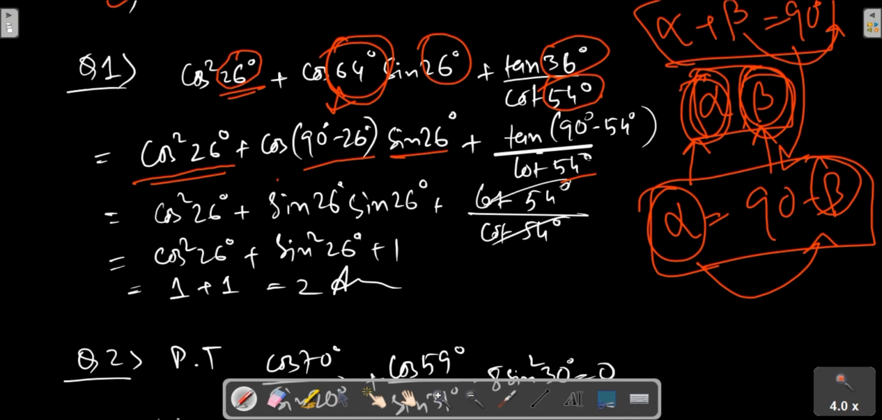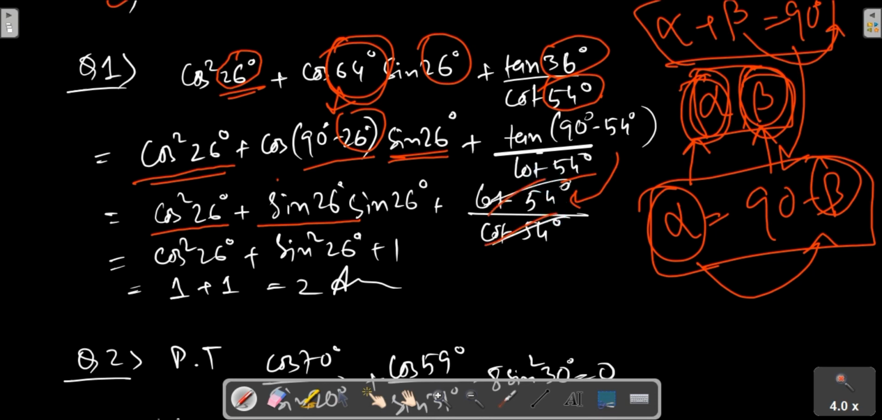Now you have to apply that formula. Here cos square 26 will be the same, but here we have cos 90 minus 26. It looks like cos 90 minus a, and cos 90 minus a means sin a. In the place of a it's 26. So cos 90 minus 26 will be sin 26, and beside that another sin 26 is there. And here you can see the tan 90 minus a form, so it would be cot a. In the place of a there was 54, so cot 54. So we can cancel them.